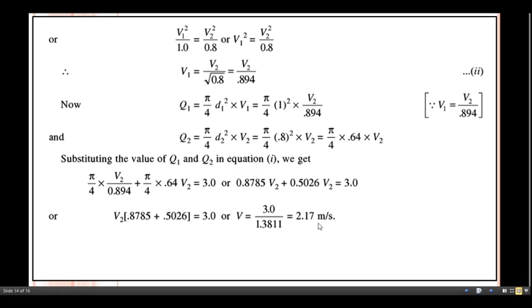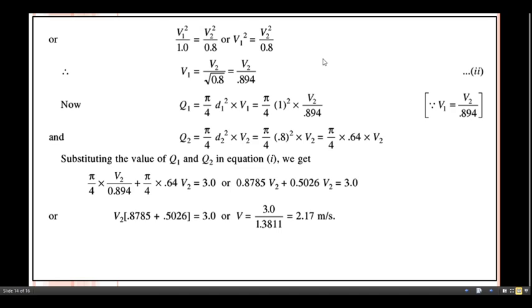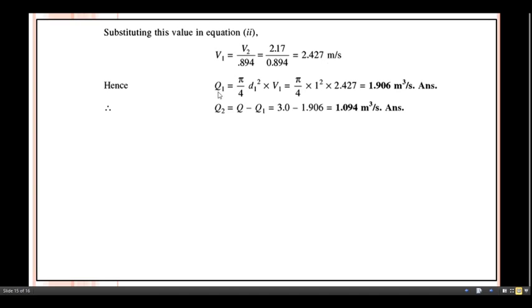V2 is 2.17 meter per second. Once we get the value of V2, you can easily get the value of V1, that is 2.427 meter per second. At the same time, you can get the value of Q1 using this relation. Substitute the value of V1 and diameter D1 here, and we get Q1 equals 1.906 meter cube per second.